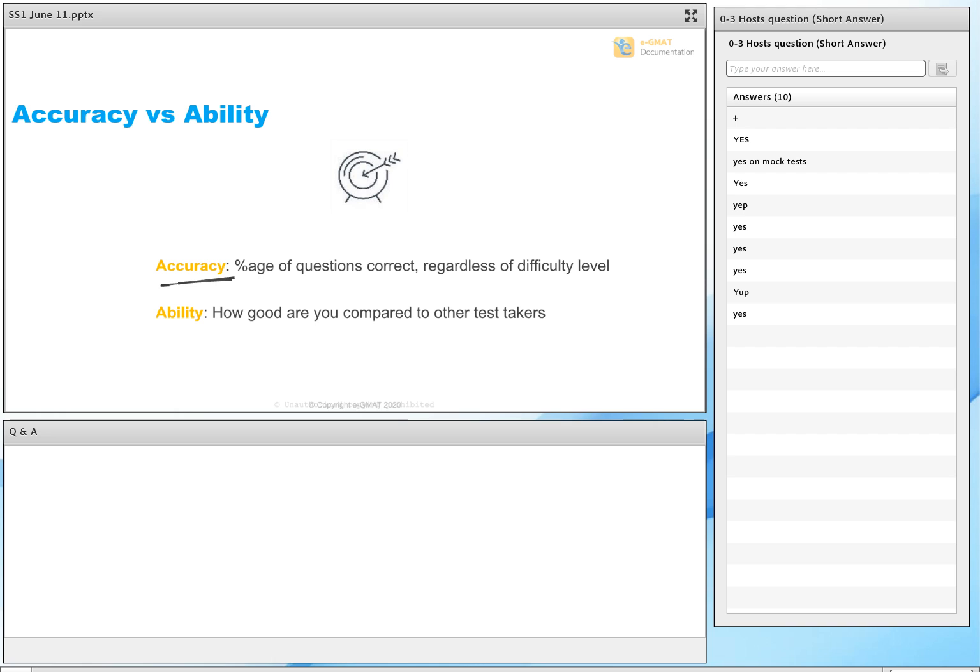So if you take a 10 question quiz and you answered 8 out of those 10 questions correctly, you say my accuracy is 80%. Okay, ability is a term which is measured in percentile, not percentage, and it's a comparative metric. Which means that it's how good you are compared to other test takers.